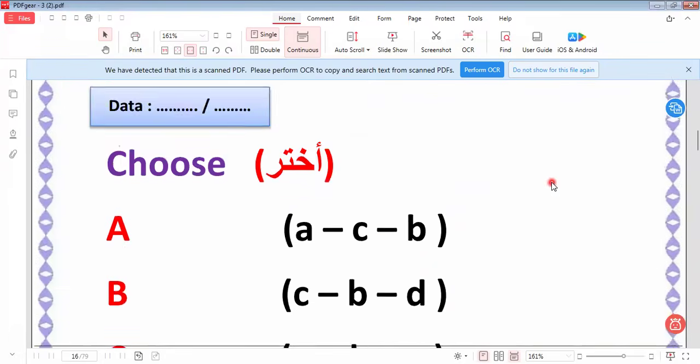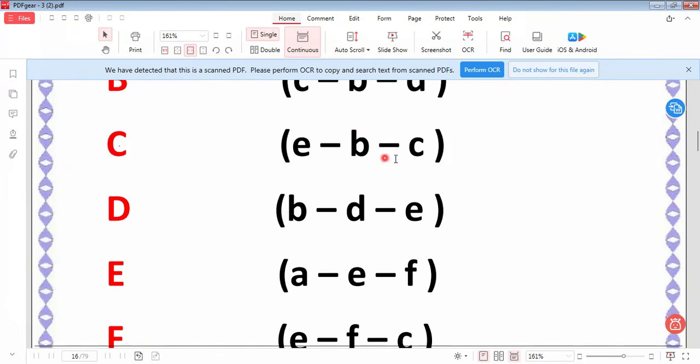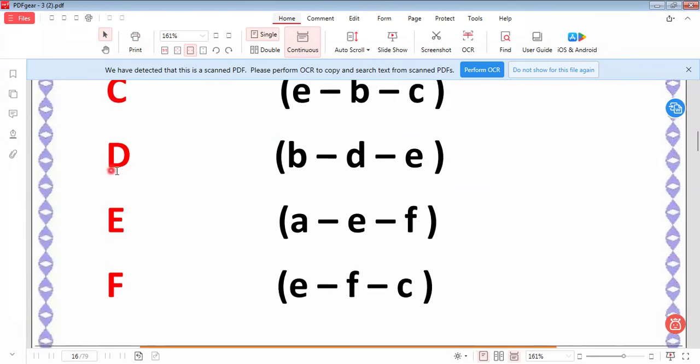Let's continue. So here we have A capital, where is small? A small, this one. B capital, where is B small? This one. C capital, where is small? This one. G capital, where is this small? This one. Capital E, here is small e. Capital F, here is a small f.